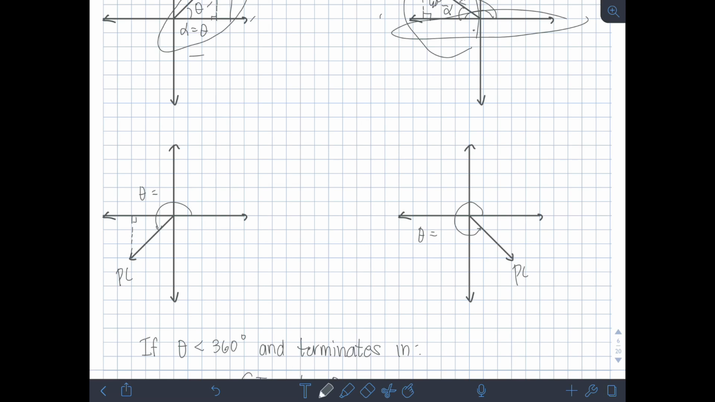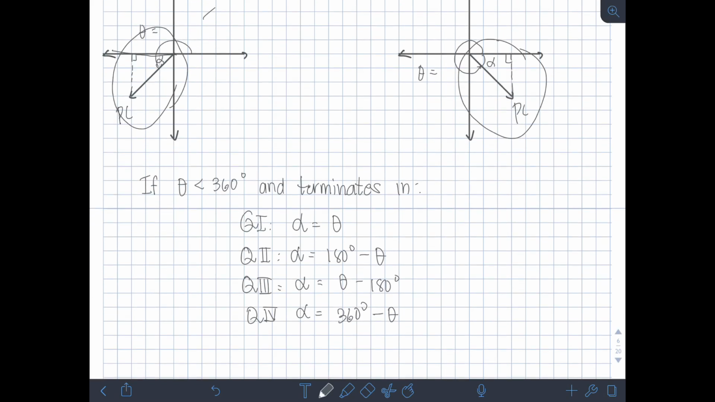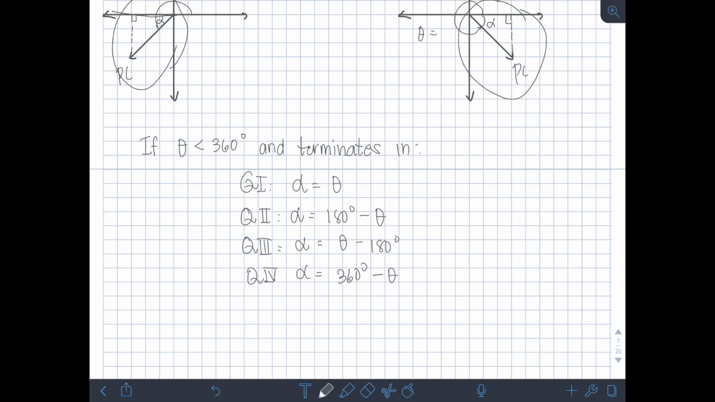So, pag binuo natin yung reference triangle dito sa quadrant 3, ito yung alpha. With reference ulit dito sa x-axis. Same as dito sa theta na nasa 4th quadrant, pag binuo natin yung reference angle alpha with respect sa x-axis, ito siya. So, ito yung mga reference triangle natin. So, ito yung formula natin para maghanap ng reference angle depende kung saang quadrant na terminate yung angle.